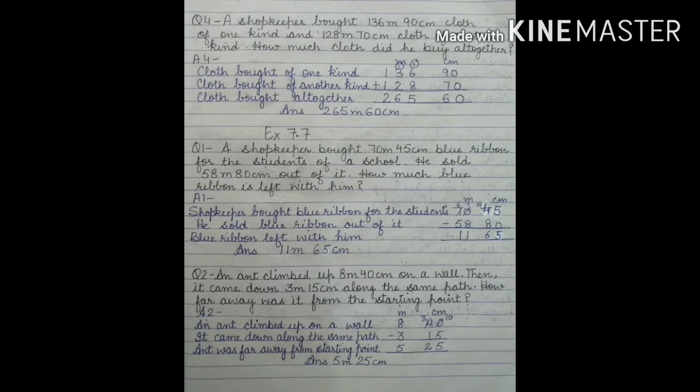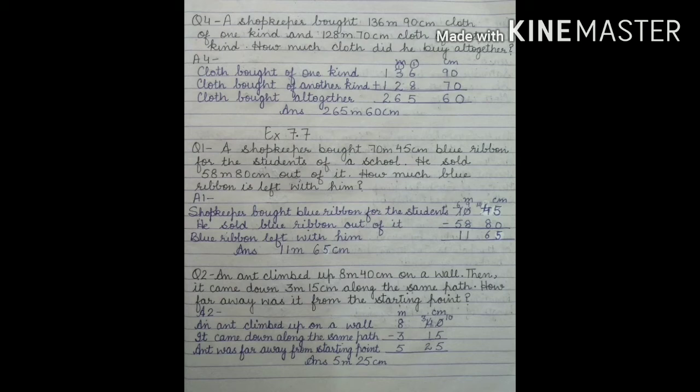Question number 2. An ant climbed up 8 meter 40 centimeter on a wall. Then it came down 3 meter 15 centimeter along the same path. How far away was it from the starting point? In this question, students, there is an ant. An ant is climbing up a wall. It tried and the ant finally covered a distance of 8 meter 40 centimeter.